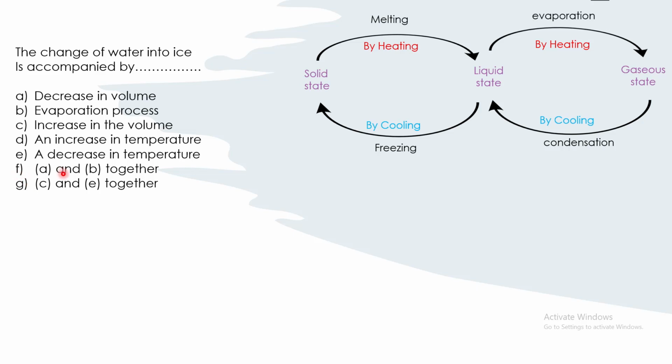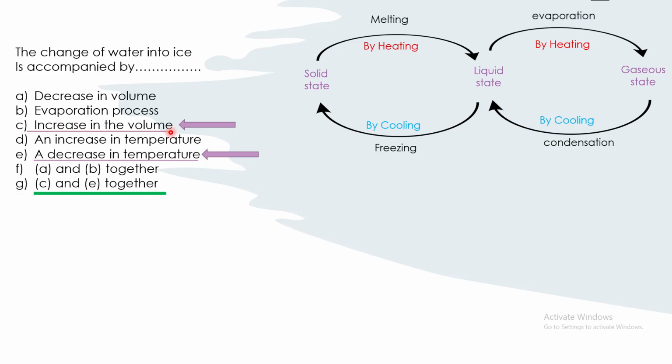Moving to A and B together, this is wrong, and C and E together. Well, this answer says E and C. We know that E is right, but what about C? Well, there is something important that I want you to know: by cooling, by transferring liquid water from the liquid state into the solid state, which is ice, there will be an increase in the volume. So these two answers are right, and of course G is the right answer.